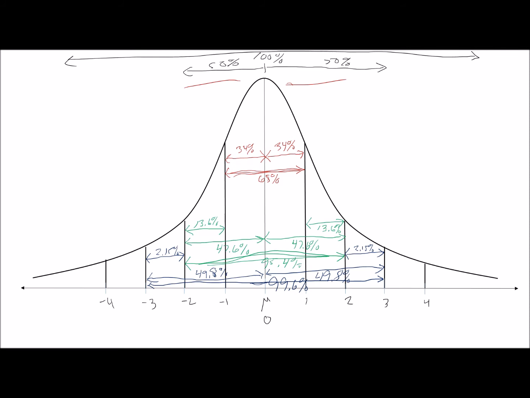And this is why in most cases, when people start talking about standard deviations, they don't bother going much beyond 3 standard deviations above or below a mean. Because as you see, that's 99.6% of any population.